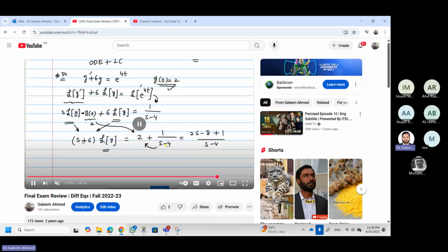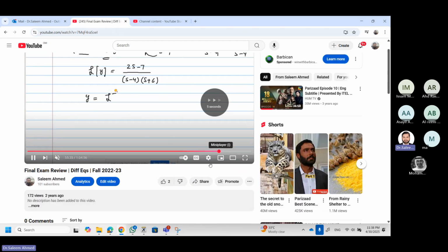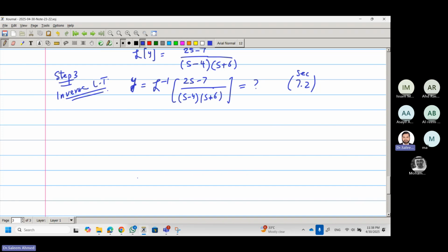See, this question is done over there. 34y prime plus 6y is equal to e to the power 40, y0 is equal to 2, right? So you can see I have completed this problem here. Okay, so you can watch how to find Laplace transform. It is at 55, 56, right? So this is done in the review video.